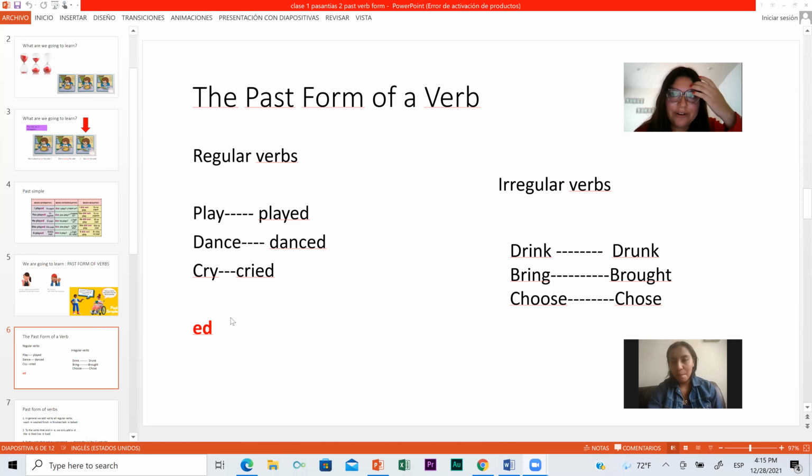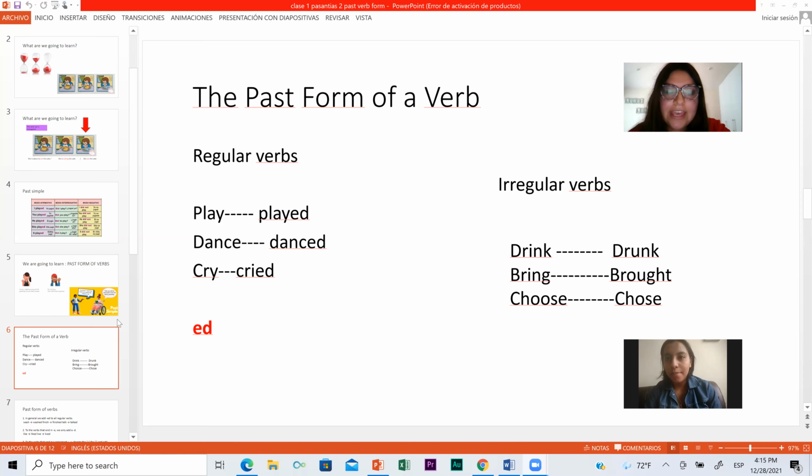Okay, students, now we're here. The past simple has to change the verb, right? So the past, we're going to learn the past form of a verb. We have regular verbs and irregular verbs. Irregular verbs, as you can see here, I'm sharing the screen. Oh my God, no. Okay, now we're here.